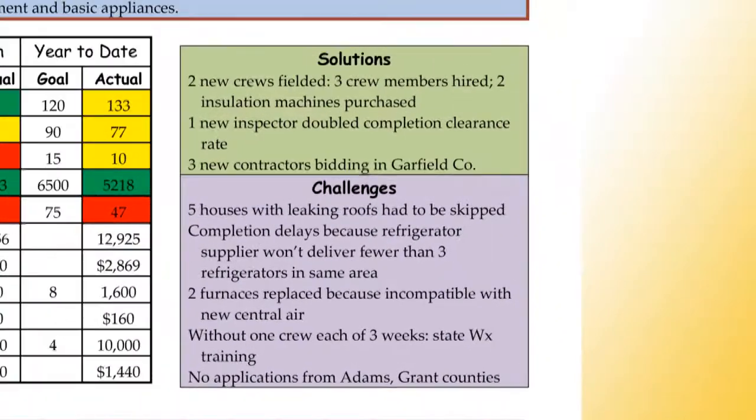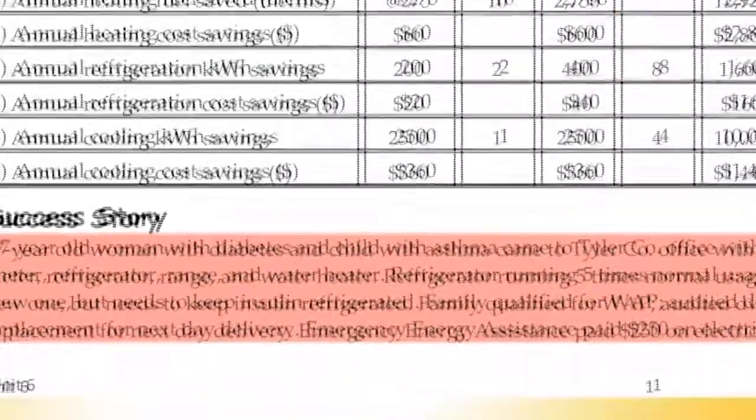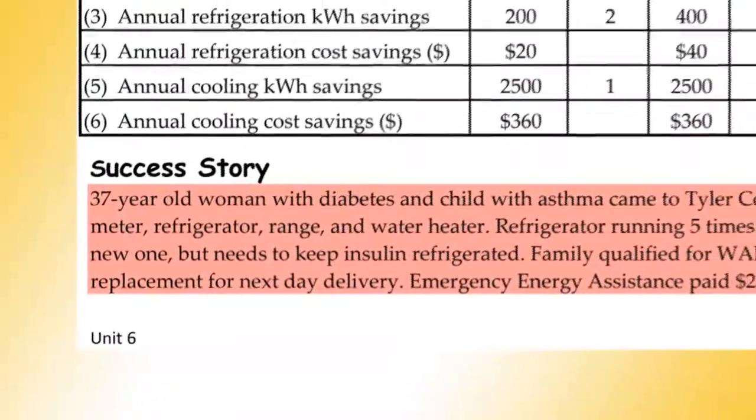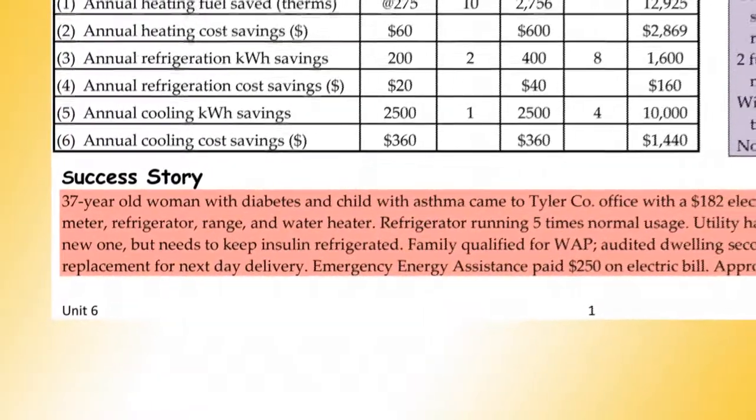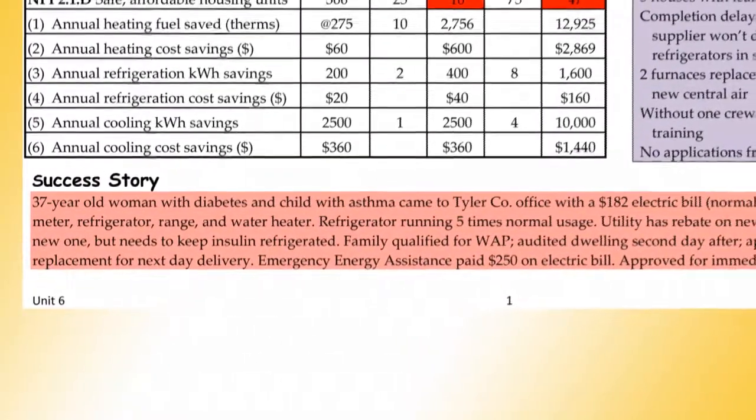Both types of information tell the board that staff are paying attention to the program, that they are identifying program glitches, and acting promptly to get the program back on track. The success story, highlighted in pink at the bottom of the report, shows the board an example of the human dimension of a program and of the positive outcomes that result.